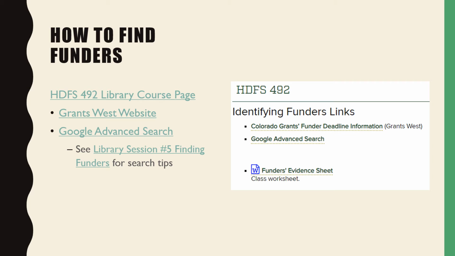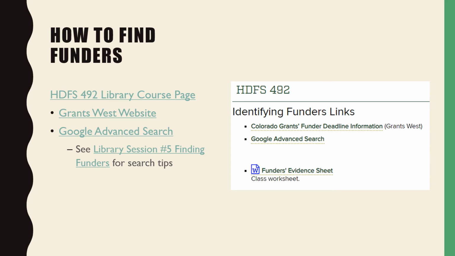So how are you going to find funders? You're going to go to the HDFS 492 library course page. I've got a little screenshot of it there, and you're going to choose one of 2 ways. If you're in Colorado, then you're going to be choosing the Grants West website to search for funders in Colorado.